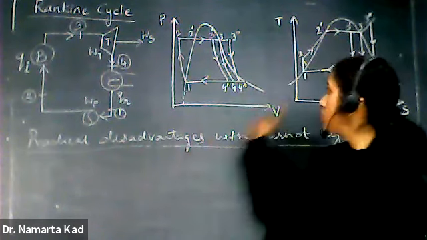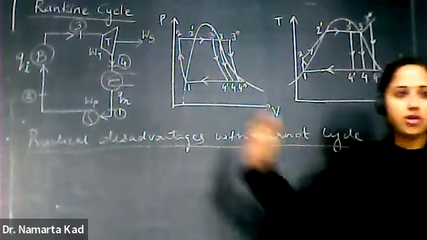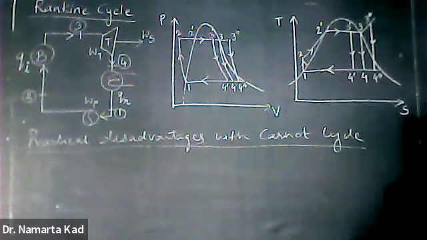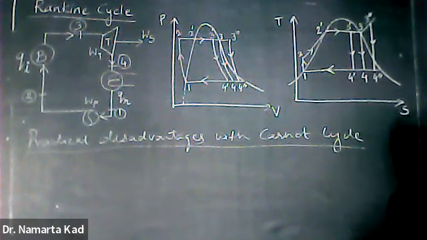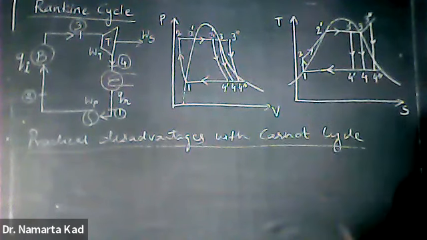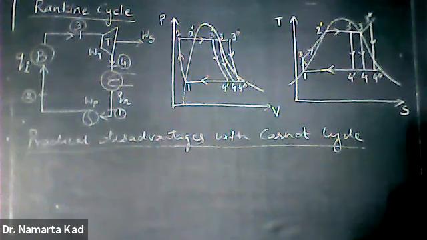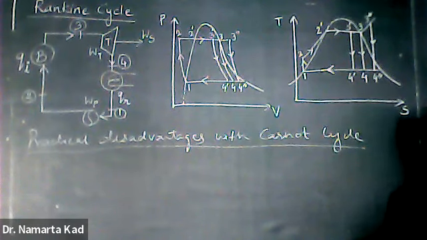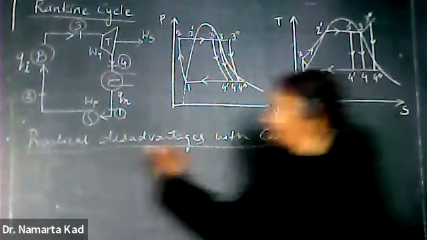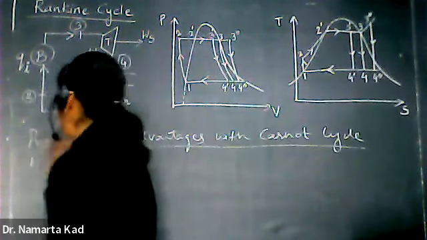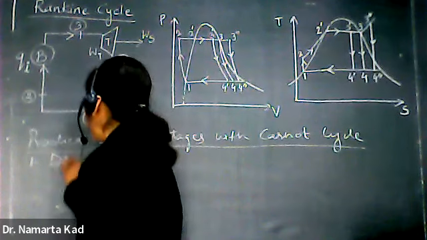When we study the Rankine cycle, we observe that we have different qualities of steam available. The condensation process has to be controlled accurately to end up with the desired quality of steam, which is difficult to achieve in the Carnot cycle. So our first disadvantage is the desired quality of steam.